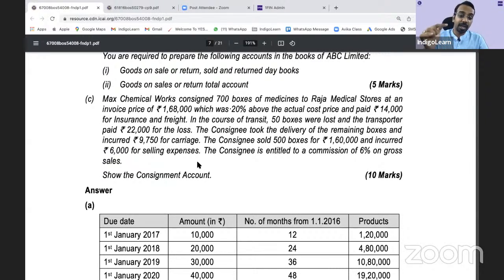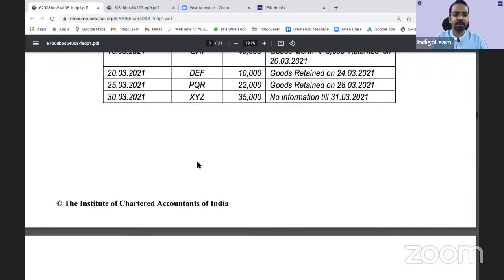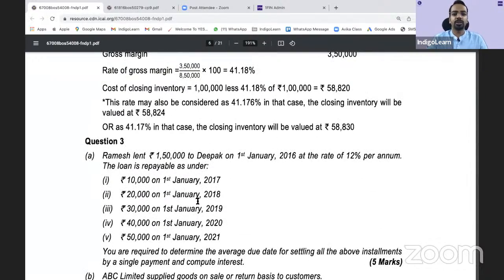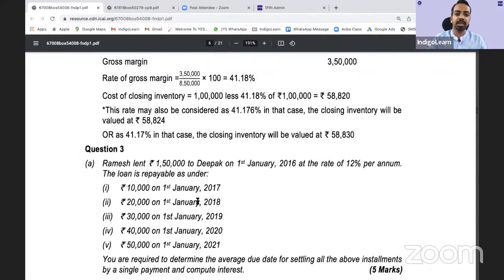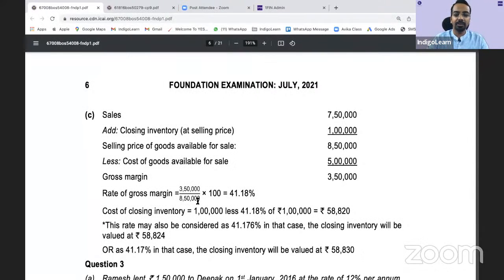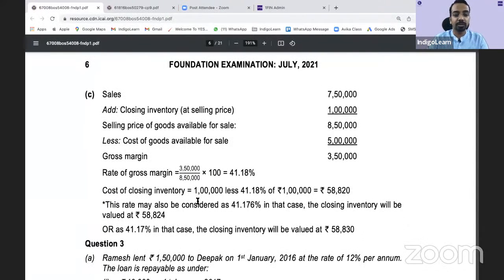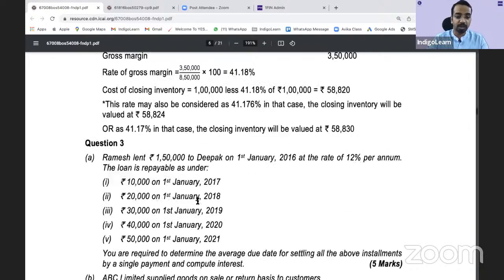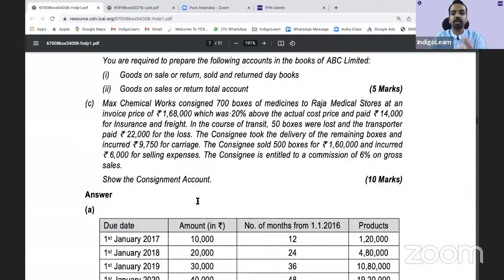Why am I running you through the question paper? Just to tell you that most of the questions you see will be easy to attempt. There will not be any challenge. For example, average due date is a question with a single standard format. Then inventory valuation is a simple question where you just need to value the inventory by calculating the gross margin. Consignment, a very small question. We know they will give us some information on loss in transit. They will give us that, or we need to know how to calculate inventory.